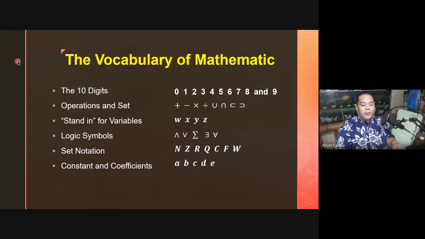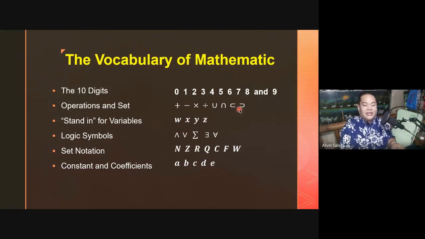Okay, the operations and sets. Of course, we already knew the 4 basic operations, that is addition, subtraction, multiplication, and division. And then you have to remember the set operations, such as this symbol called the union. This one is the intersection. This one is the subset. And the other one is the superset. Later I'll be discussing them one by one.